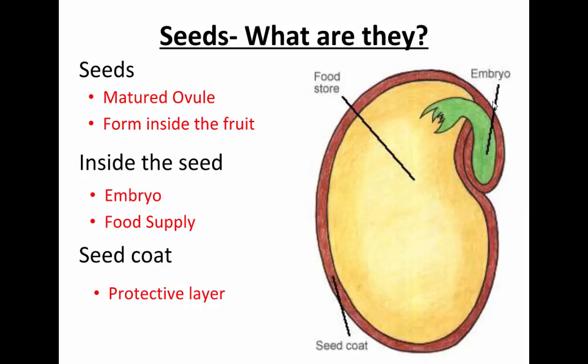And so when we eat beans, for example, you're eating the seeds of a plant. They're starchy and they have that starch in them because you're eating that cotyledon. Seeds are used to make flour. Wheat seeds are used to make flour.